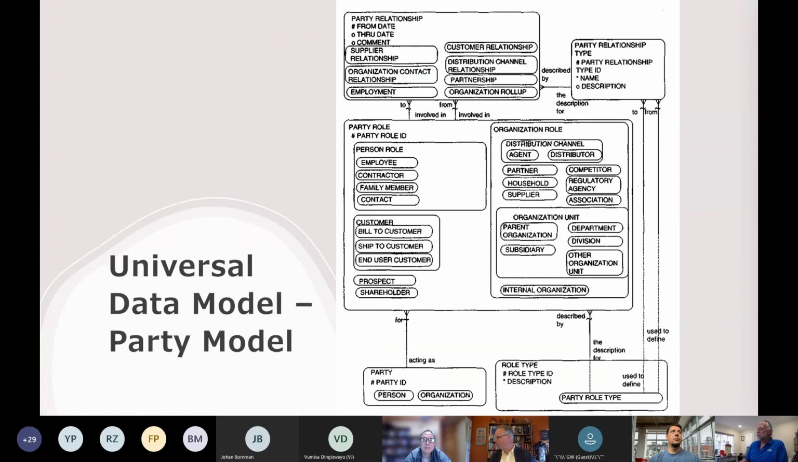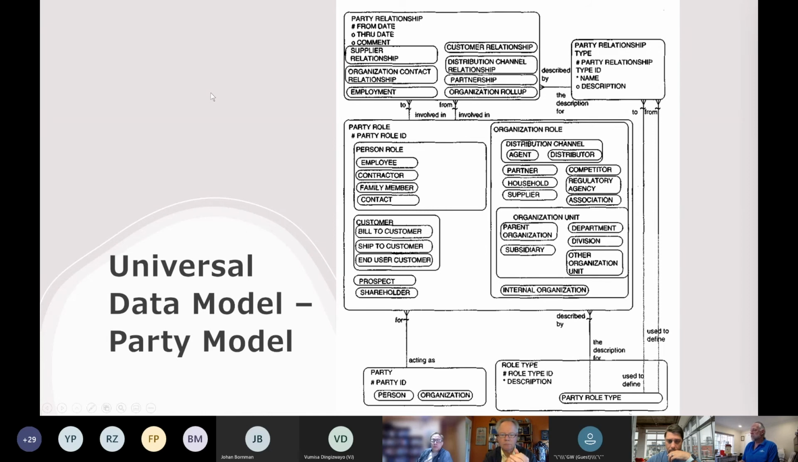Then we have the universal data model. This is from Len Silverston, and here you can see the party role, the party relationships, the party relationship type, and the party role type. So this is all those details that we're referring to in terms of party associations, right? I've used this term party association, and it describes all of these linkages between things. So a person can play a role of an employee, a contractor, a family member, a contact, a customer, prospects, and organizational roles. Those are the different areas, plus an organizational unit. So we've got recurring entities within that.